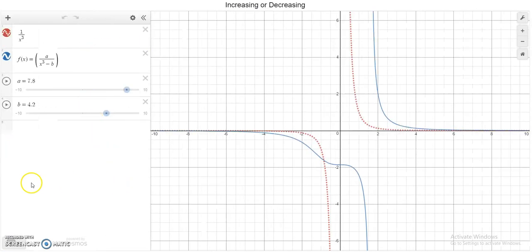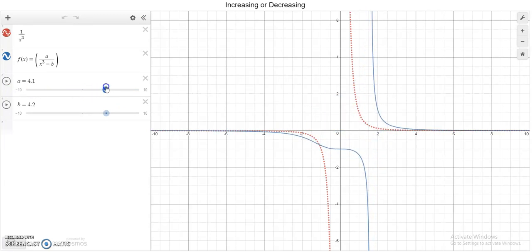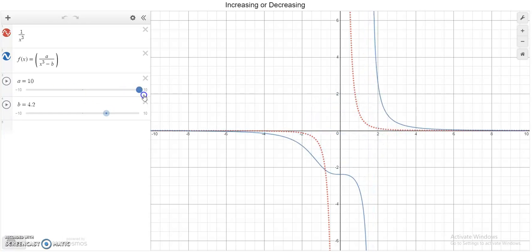Increasing and decreasing is pretty similar to the other ones. If we look, we can tell that A is the value that switches it. If we look back at all these, we can remember that the A value is what switches the sign of these functions to tell whether it's increasing or decreasing. So those are our 4 main properties of rational functions up to 3 degrees.